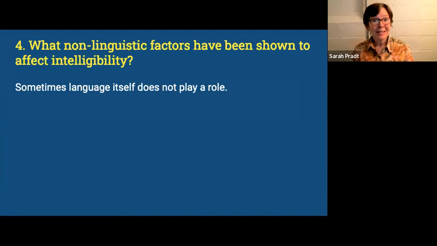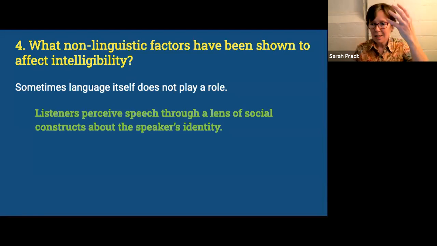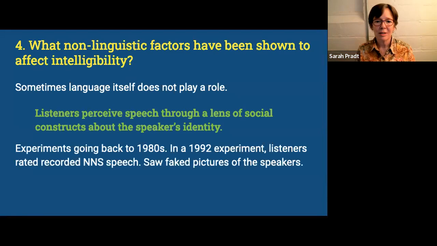Sometimes language itself doesn't even play a role. So there have been experiments going back to the 1980s and even before. Listeners perceive speech through a lens of social constructs about the speaker's identity, right? When we listen to speech, we match what we hear to our expectations. We also match what we see. And so some of these experiments have shown things like this.